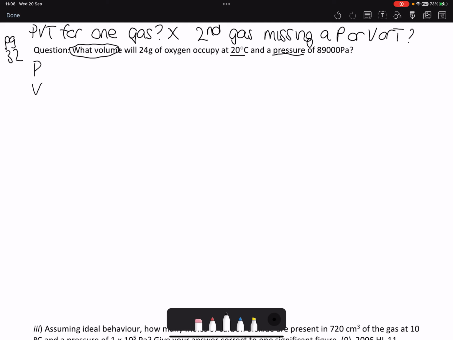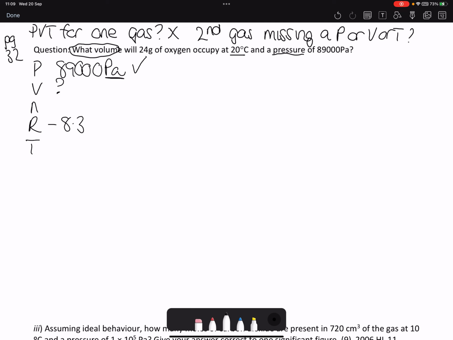So again, in terms of our setup, we are setting it up down the side, and we're reading our question. So I have 89,000 pascals. This is in my correct units of pascals, so I can use this. My volume is the question mark. My n, I don't have moles directly in the question, so we'll come back to it. My R is the fixed universal gas constant, so it's going to be 8.3, and my temperature is 20 degrees Celsius, but I can't use it in degrees Celsius. I have to add 273 to it to turn it into 293 Kelvin.